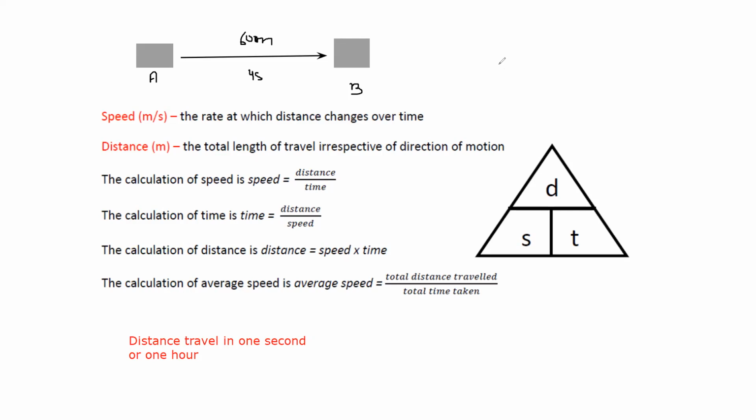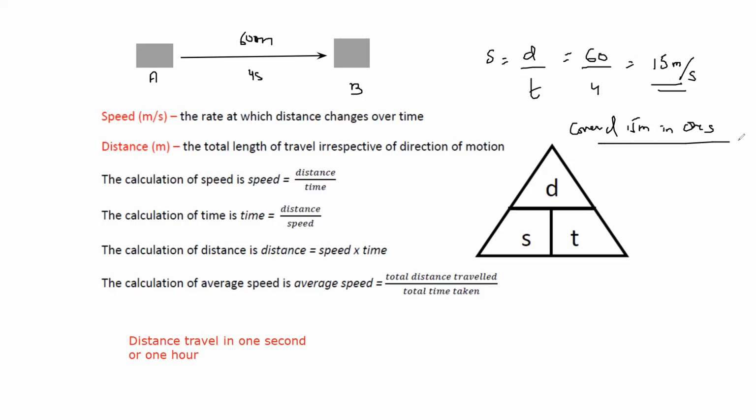So what is the speed of this object? It covers 60 meters in 4 seconds. Speed is distance traveled in a unit time. So distance is 60 and the time is 4. 60 divided by 4, what will be the answer? That will be 15 meter per second. So it shows that every second this object will cover 15 meters. So distance traveled in a unit time refers to speed.